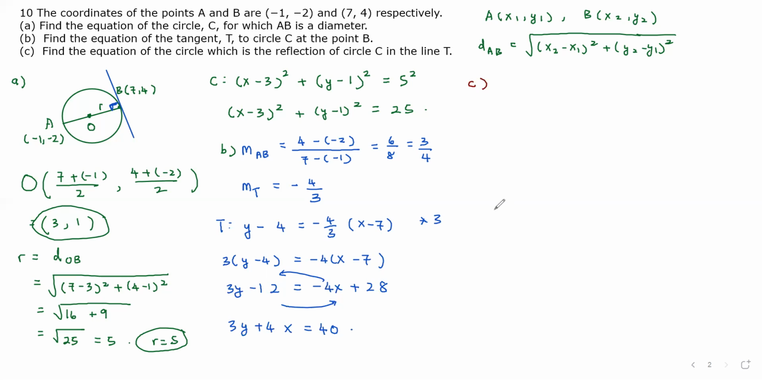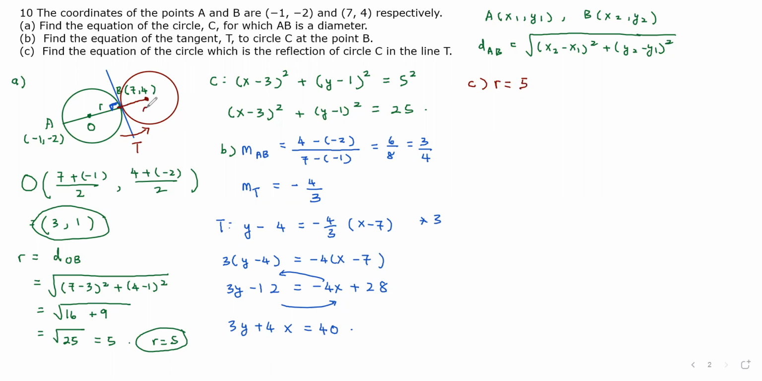Part C, find the equation of the circle, which is the reflection of circle C in the line T. So this is the line T. You need to reflect this circle over that line. So when you have a reflection, then that circle goes here. So you have a circle here, and B here is actually the point joining these two circles. To find the equation of a circle, you need the center and the radius. And you know that the radius is the same as the original circle, which is 5. There's no change in the radius of the circle since it is a reflection. But you need to find the new center.